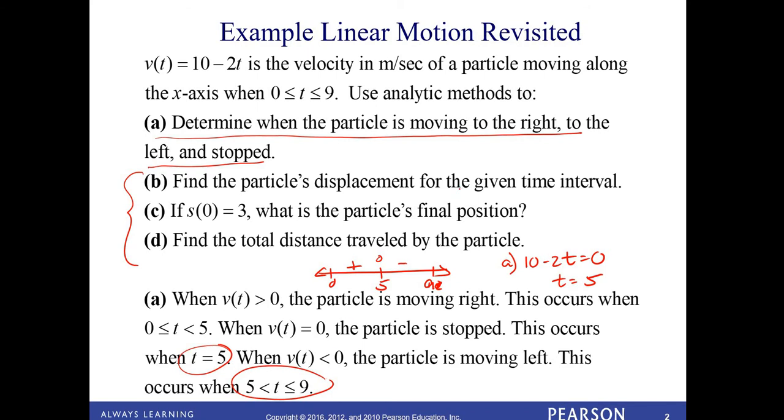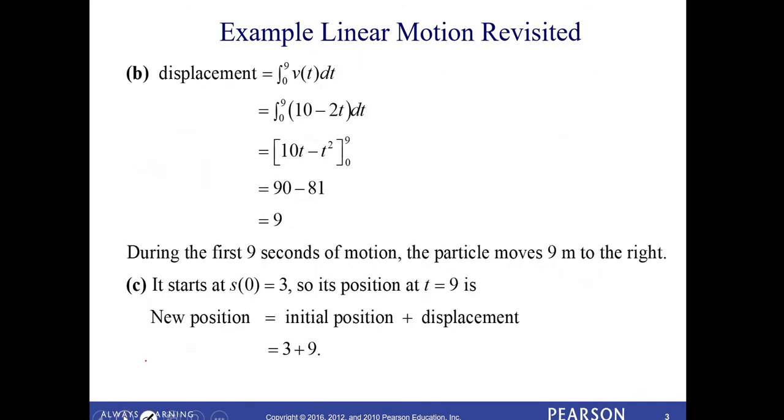Okay, displacement now, that has to do with position or distance. Displacement is the integral from 0 to 9, and displacement is the net gain of a particle. So displacement is the integral from 0 to 9. Using our antiderivative and solving, we get 9 units. So during the first 9 seconds of motion, the particle moves 9 meters to the right.